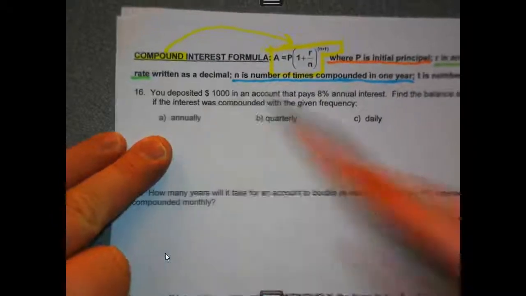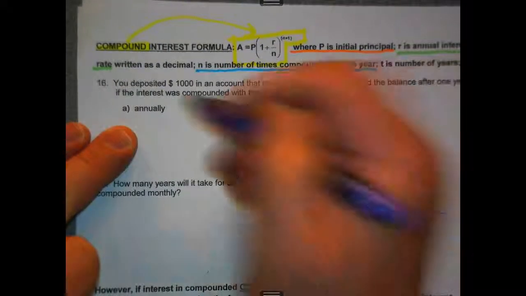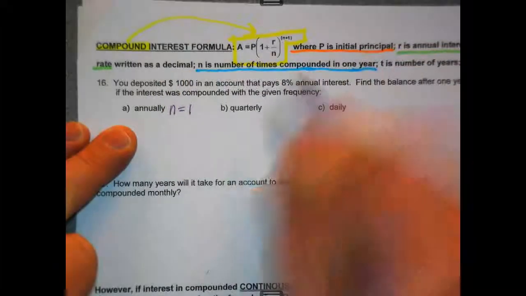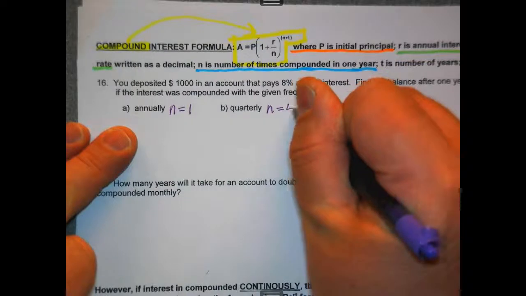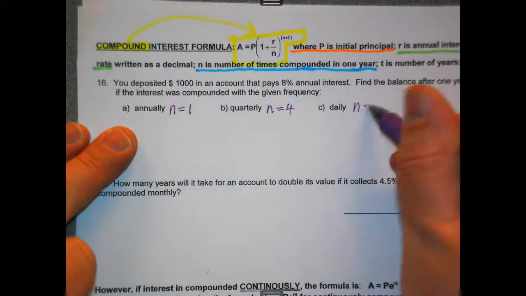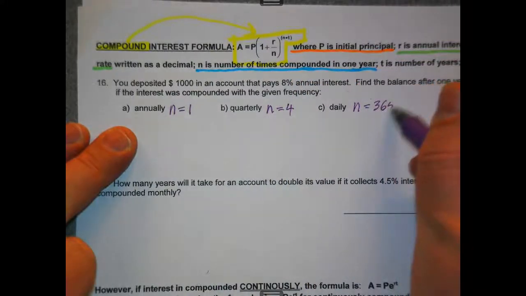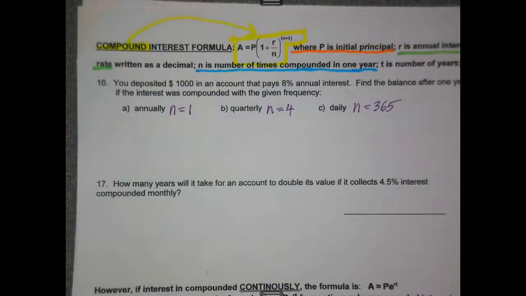annually here, my N is going to equal 1. Quarterly, my N is going to equal 4. Daily, my N is going to equal 365. Okay, let's read the rest of the problem.